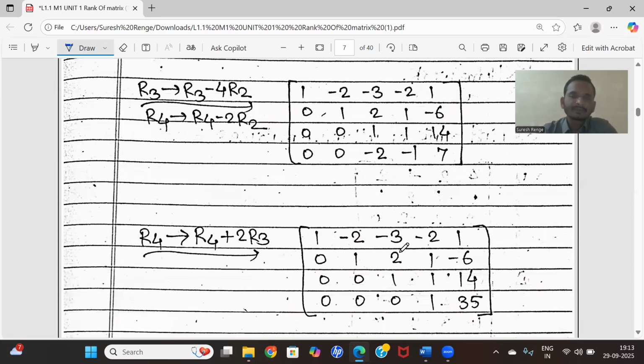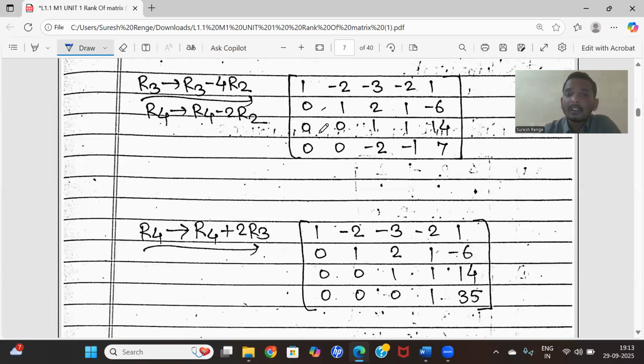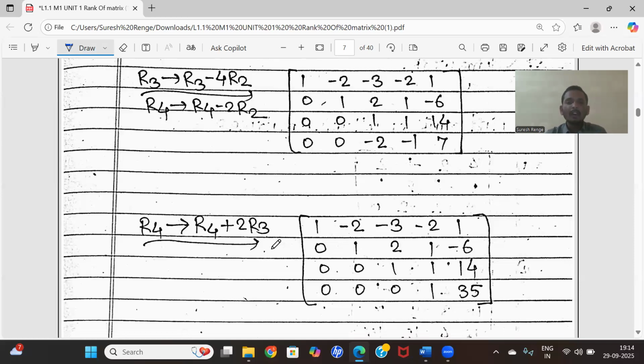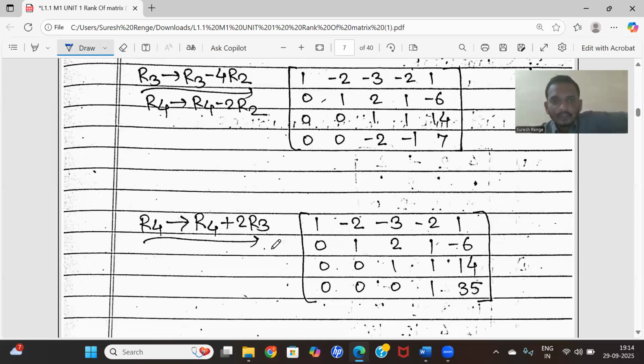Now let us observe row number 3. What is the leading element for row number 3? This is 1. 1 is the leading element. We want to make those elements which lie below that leading element equal to 0. Means we want to make minus 2 equal to 0. Therefore, we are applying this type of operation: changing R4 to R4 plus 2 times R3.